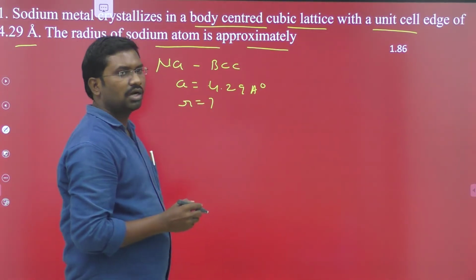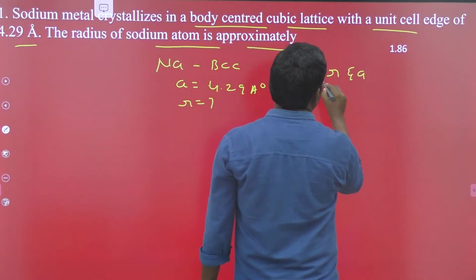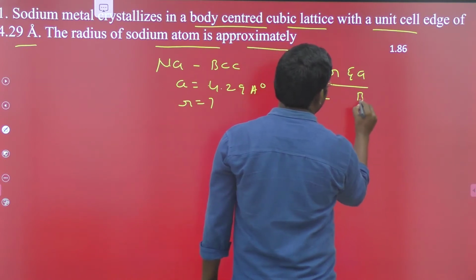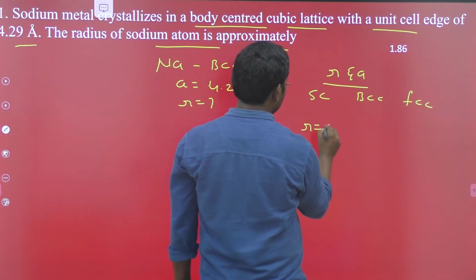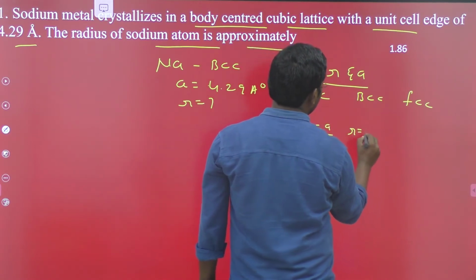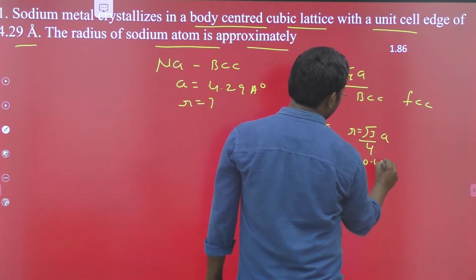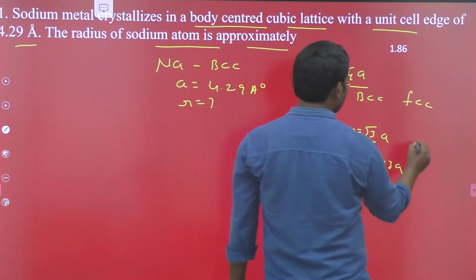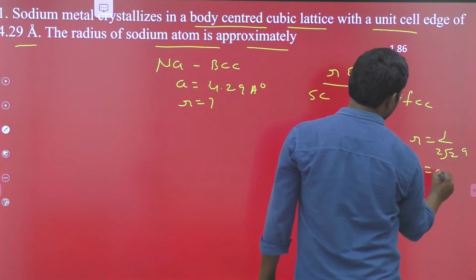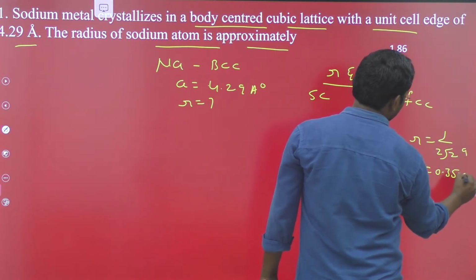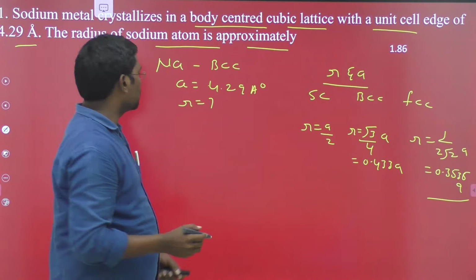Here, the relation between r and a. Coming to the concept, the relation between r and a in a simple cubic structure, a body centered structure and a face centered structure. In a simple cubic structure, r is equal to a by 2. In BCC, r is equal to root 3 by 4 a, that is equal to 0.433a. In case of FCC, r is equal to 1 by 2 root 2 a, this is equal to 0.3535a.